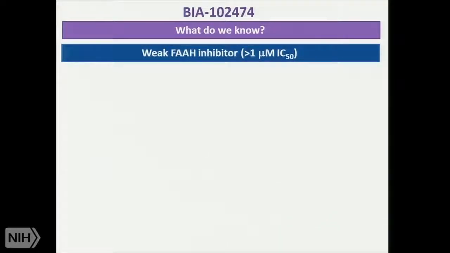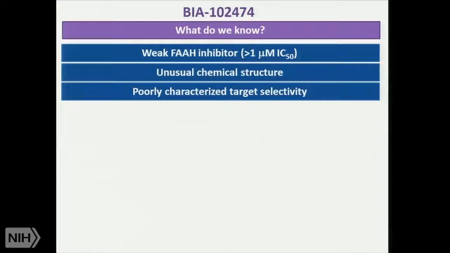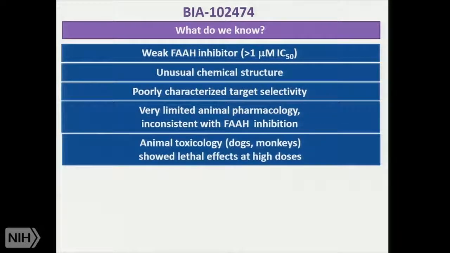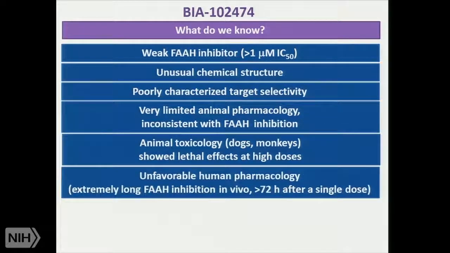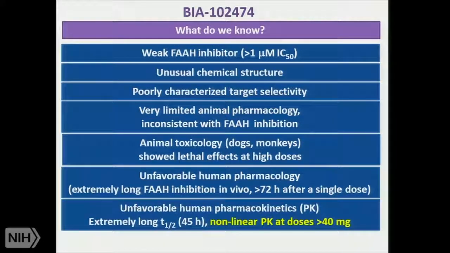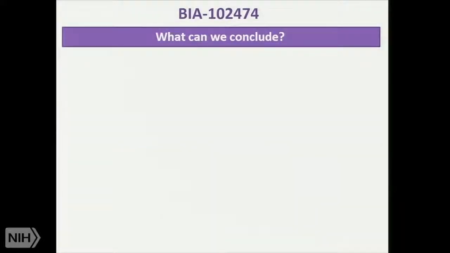There has been recently a very tragic event in France about a compound called BA 102474. And what do we know about this compound that can explain its unusual toxicity? I don't have the time to really go over this carefully. I'd like just to point out that it's a weak Phi inhibitor, it's got an unusual chemical structure, has a poorly characterized target selectivity, very limited animal pharmacology, animal toxicology showing lethal effects at high doses, and an unfavorable human pharmacology and human pharmacokinetics, with toxicity occurring in humans at doses that are consistent with enough target effect.